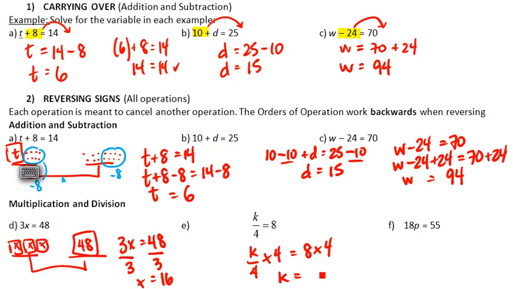Likewise, if it's division, I'll have to multiply by 4 on both sides to cancel out the divided by 4. I find that k is 32, and in this case, 18p equals 55, divided by 18 on either side, and p equals about 3. So this is how we solve using inspection.